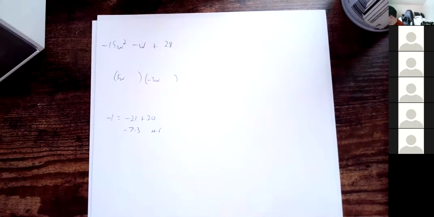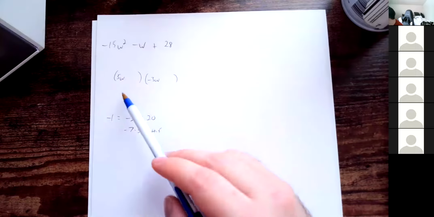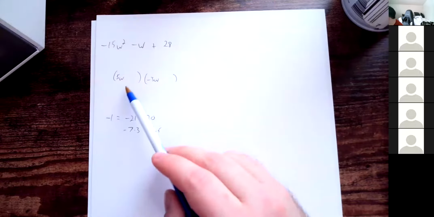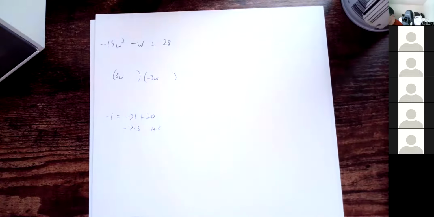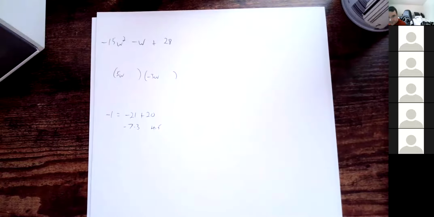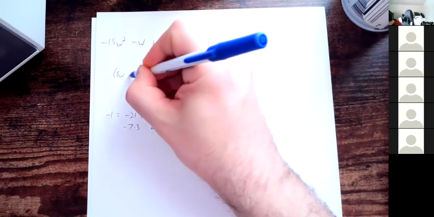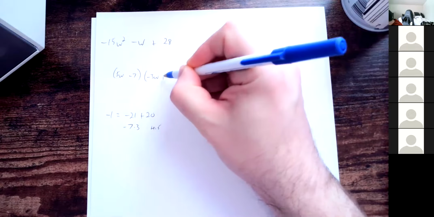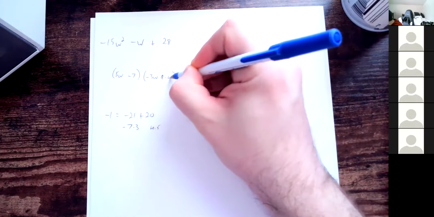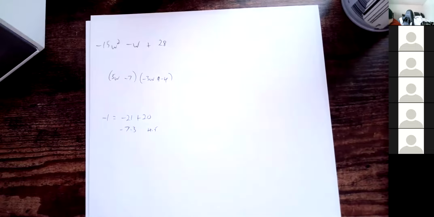Okay, so anybody want to volunteer, which numbers you picked to go in? I don't know if it's right, but I got 5w minus 7 and negative 3w minus 4. So yeah, we can check it out.